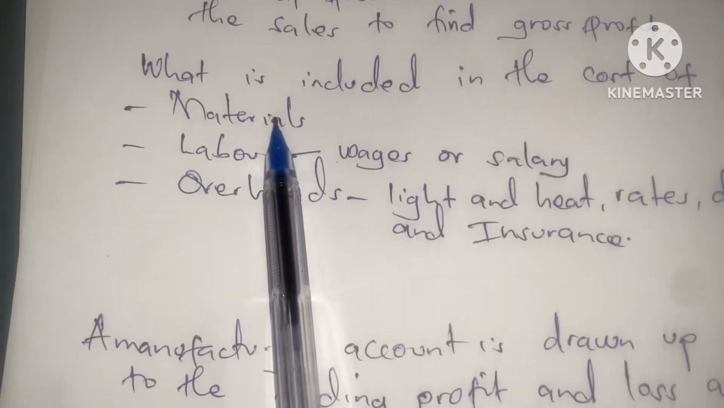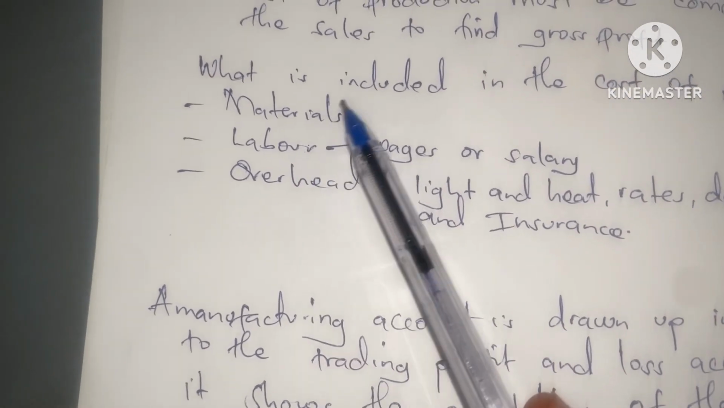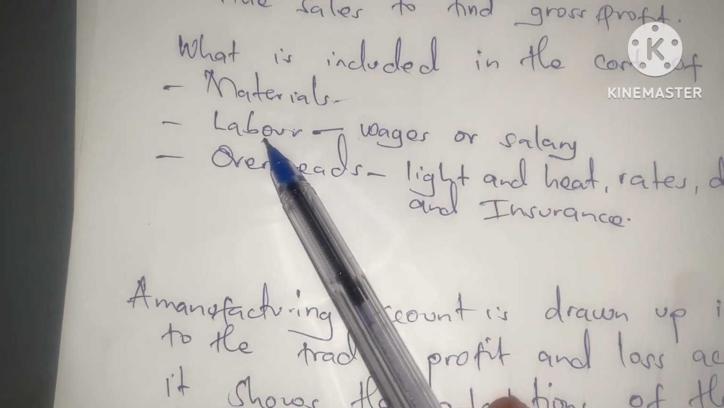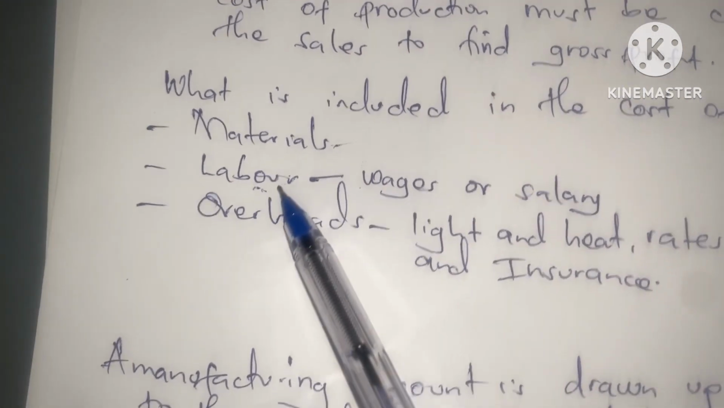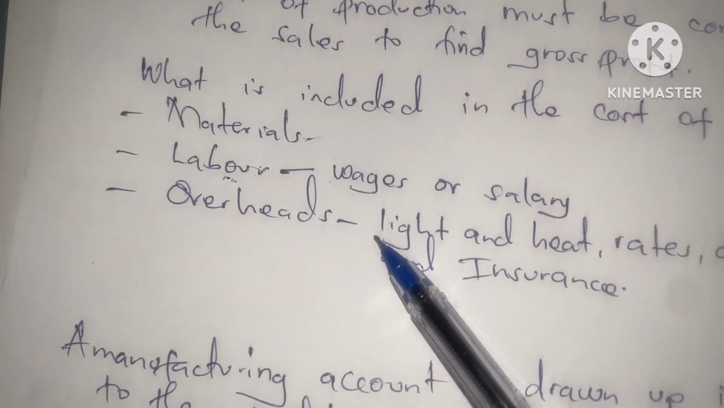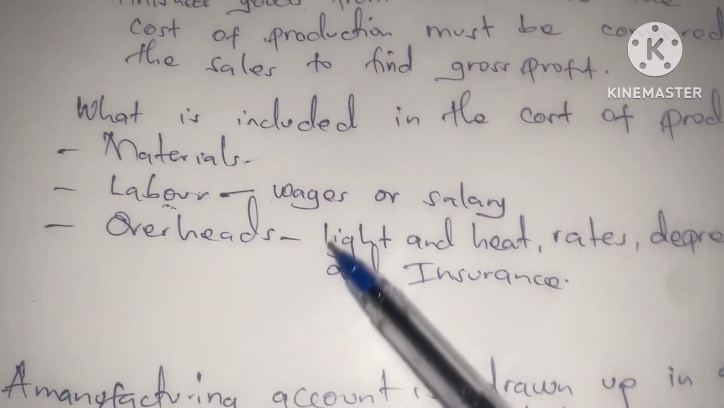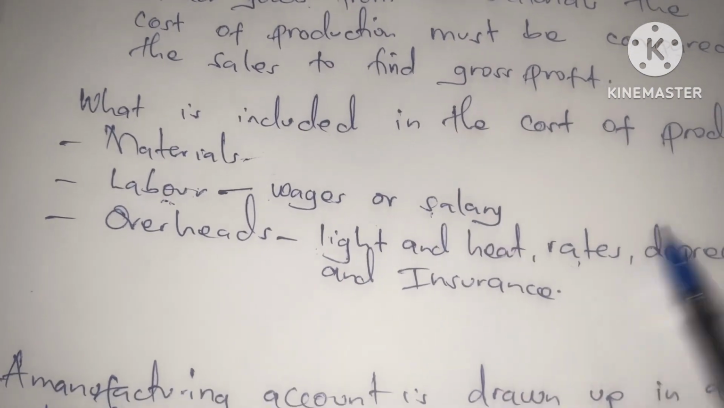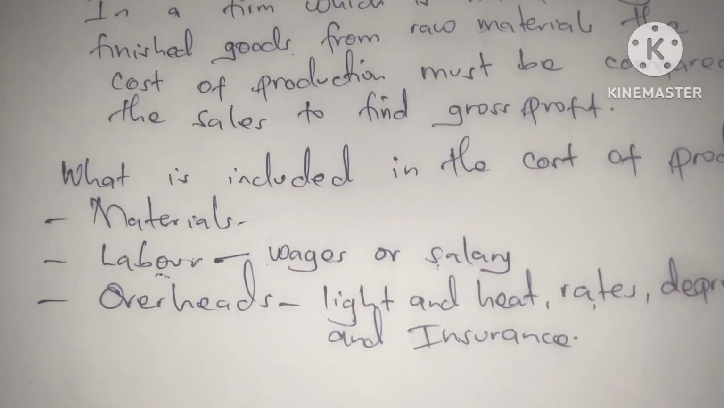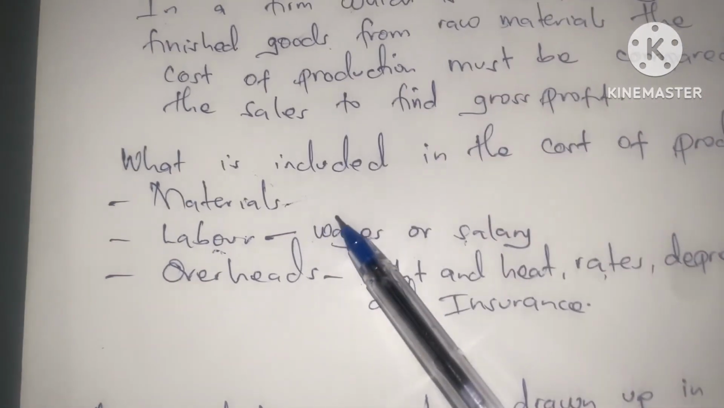We majorly have materials, the raw materials, then we have labor, then the costs that are incurred in terms of labor, we have paying wages and then paying salary. Then we also have overheads. Overheads include those indirect expenses that are incurred. We have light and heat, we have rates, we have depreciation, and then we have insurance. Those are the indirect expenses. So cost of production mainly includes these three: materials, labor, and then overheads.